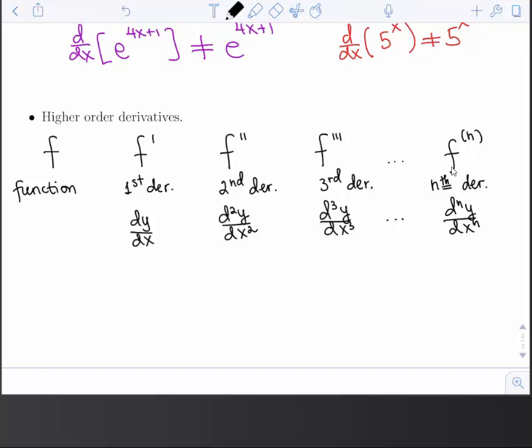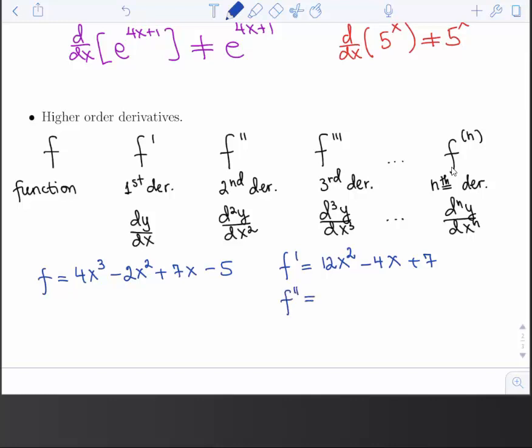So let's just go ahead and do a quick example here. I'm going to pick a polynomial function. Let's say my function is 4x cubed minus 2x squared plus 7x minus 5. So the first derivative of this function would be 4 times 3, that's 12x squared, 2 times 2, that's 4, so minus 4x plus 7. This is my first derivative of f.